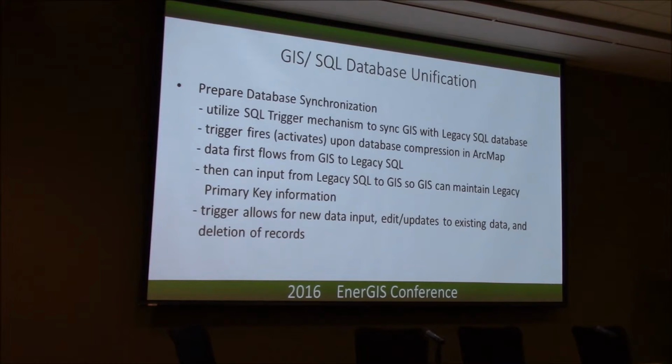That was really good, because the SQL database itself was maintaining the primary key information. Every time a feature was created in the Access database, it generated a unique number for that record, and that record had to be put back into the GIS. The trigger did allow for new data input, edits, and updates to existing data, and it also allowed for deletion of records. So that was pretty cool.